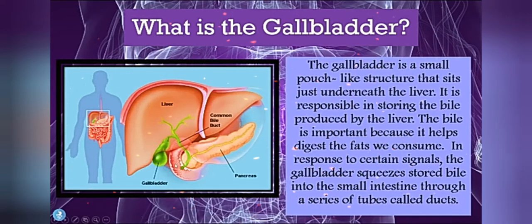So the gallbladder is responsible for storing and secreting the bile. The bile is produced by the liver, it then gets stored in the gallbladder, and when we consume any sort of fatty foods, the bile is secreted into the intestine to help digest or break down those fats. So that is the function and the definition of the gallbladder in the body.